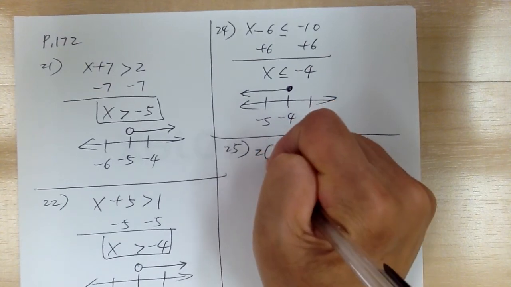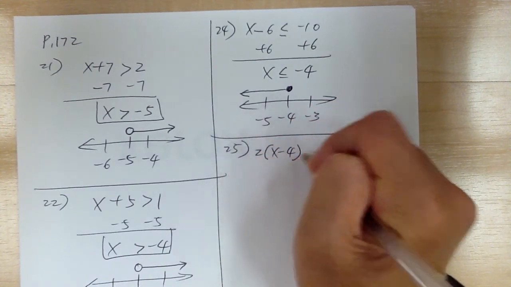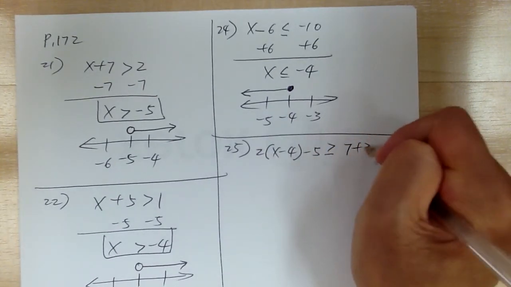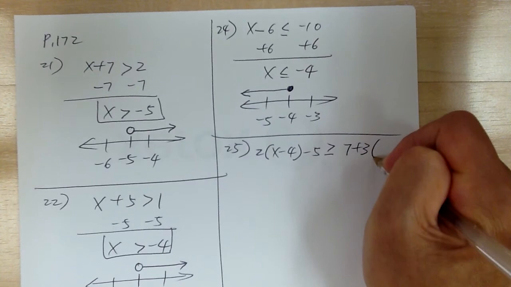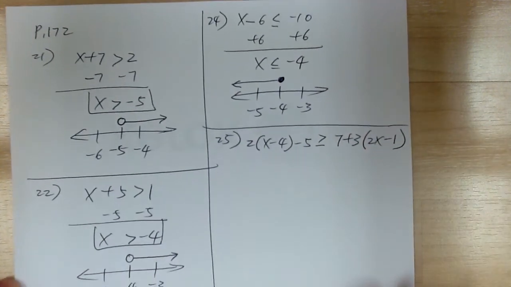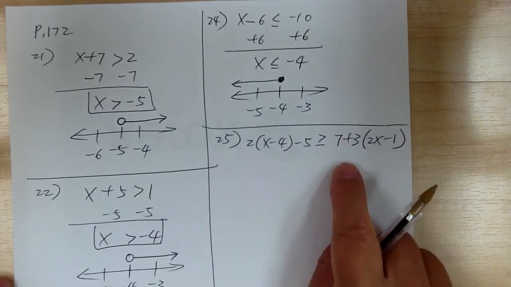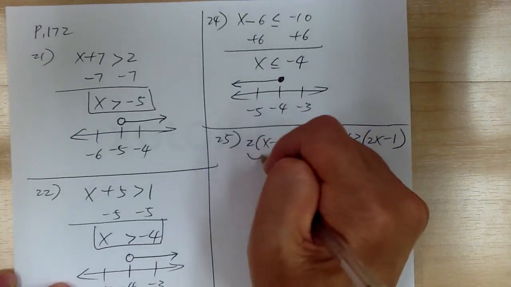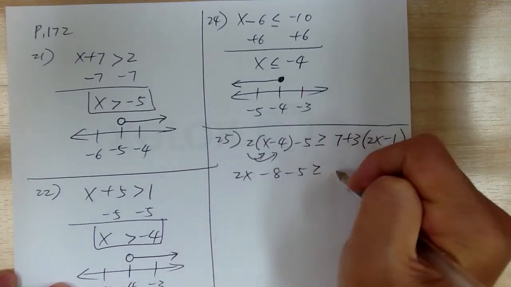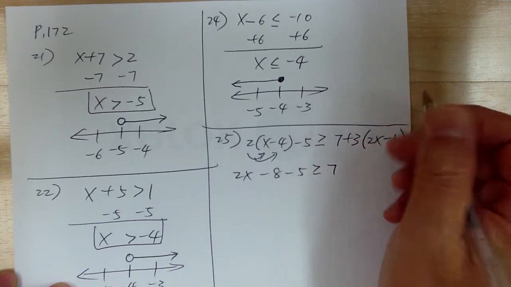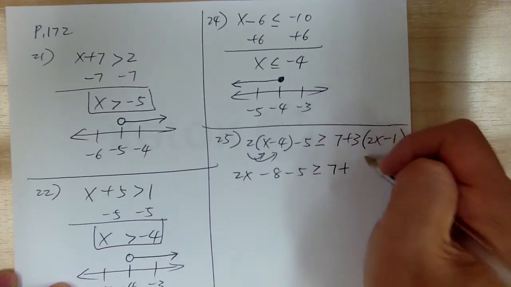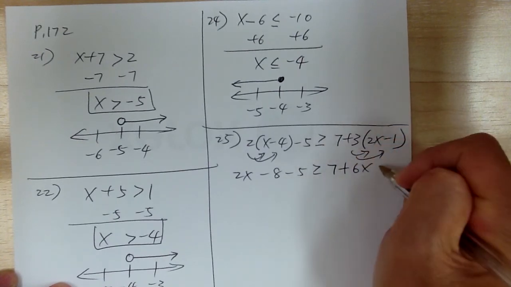You have 2 times parentheses x minus 4, minus 5 is greater than or equal to 7 plus 3 times 2x minus 1. So first, let's multiply to get rid of the parentheses. So multiply, you get 2x. Multiply, you get minus 8, minus 5, greater than or equal to 7. Now do not add this into 10. Addition comes at the very end, right? You have to undo the parentheses first. So you got 6x. Multiply, you get minus 3.